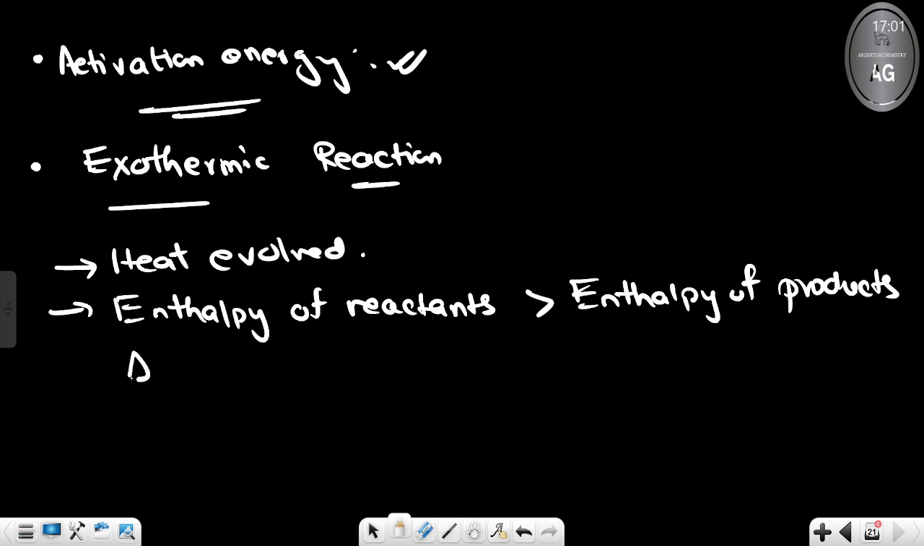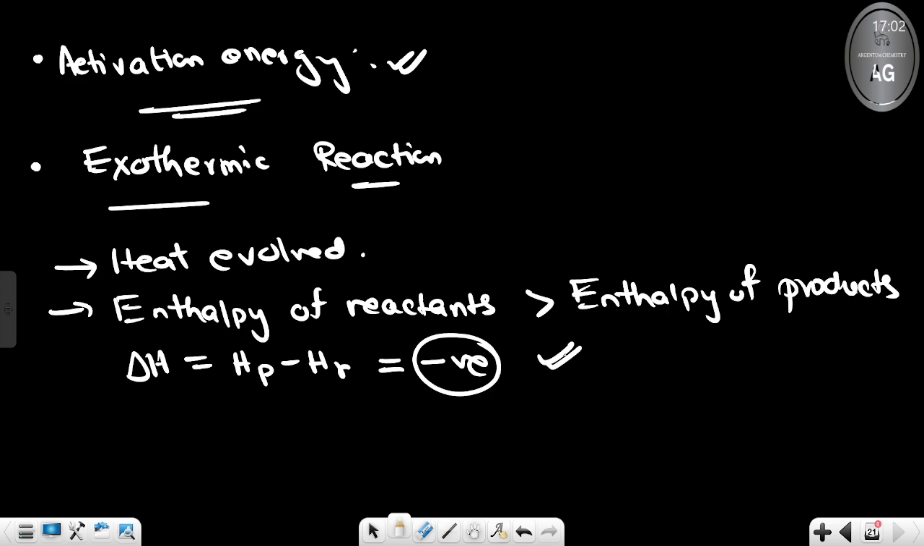So if I calculate the delta H for the reaction, then that will be H of products minus H of reactants. We have learnt in class 11 thermodynamics. So this will give me a negative value. So please remember, delta H is negative for exothermic, positive for endothermic reaction, not the vice versa. Please, please, please. Okay. Acha.